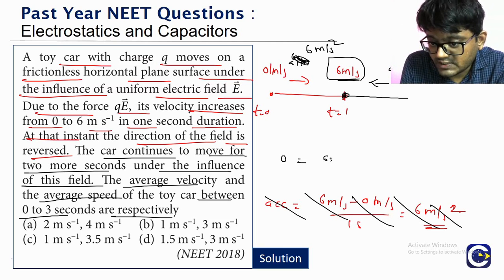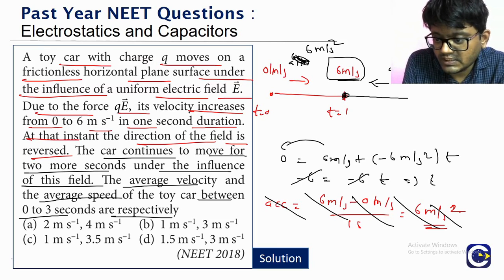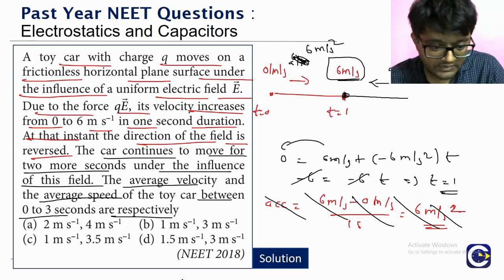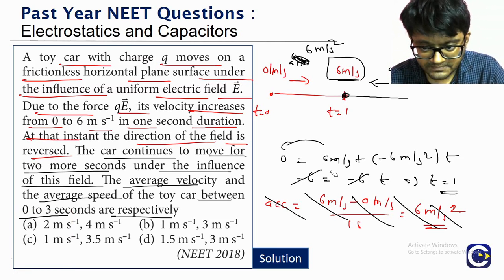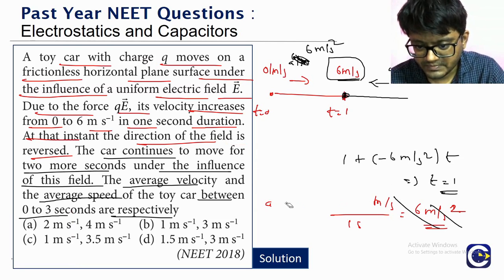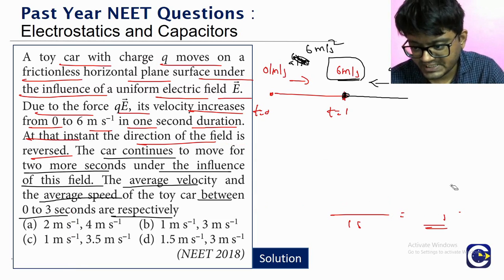Initial velocity is what? 6 meter per second plus acceleration is what? Minus 6 into t. So from here we will get minus 6 is equal to minus 6 into t. So t is equal to what? 1. Means from that point, after 1 second, the velocity is going to become 0. Which means already we are at t is equal to 1 second. From that time, 1 more second means we will come to t is equal to 2 seconds, right?